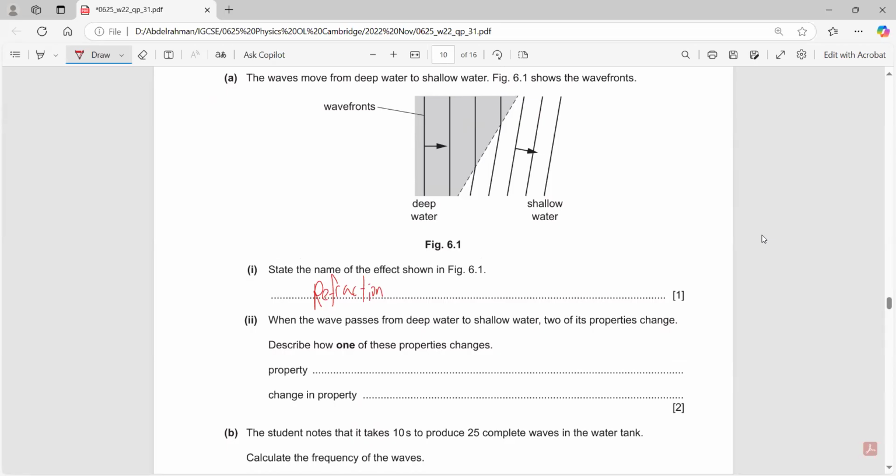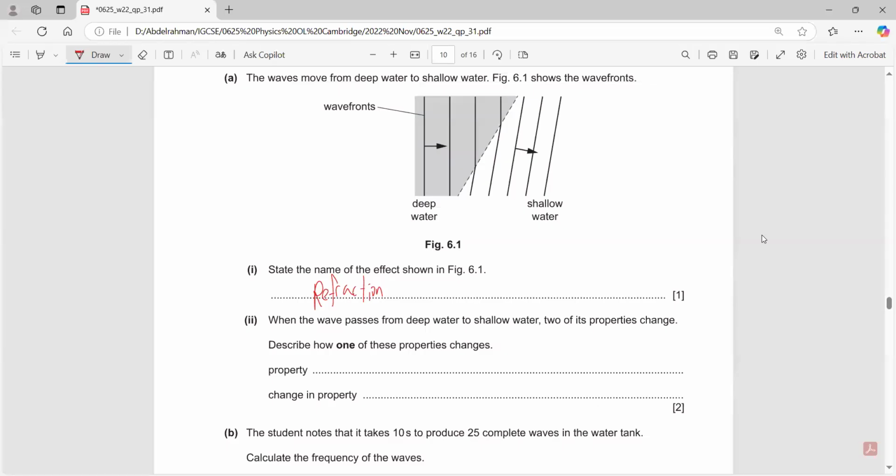When the wave passes from deep to shallow, two of its properties change. Describe how one of these properties changes. Someone's asking what is diffraction. Diffraction is when it passes through a gap, narrow or wide gap. As it passes from deep to shallow, you can say the wavelength has changed, or you can say the speed has changed.